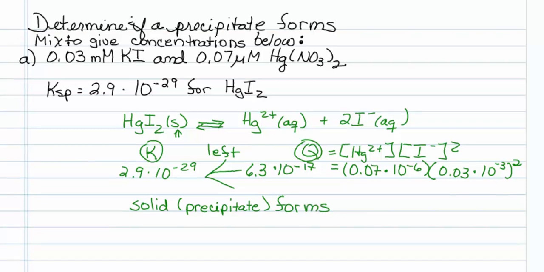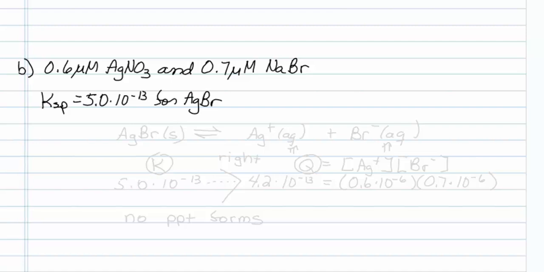Okay, let's take on the next one. We have 0.6 micromolar silver nitrate and 0.7 micromolar sodium bromide when we do the mixing. Once again, I'll write down the equation that we're evaluating. We're taking silver bromide and we're evaluating the equilibrium between silver plus aqueous and bromide minus aqueous. All right, my K value is given to me. That is going to be equal to 5.0 times 10 to the minus 13.